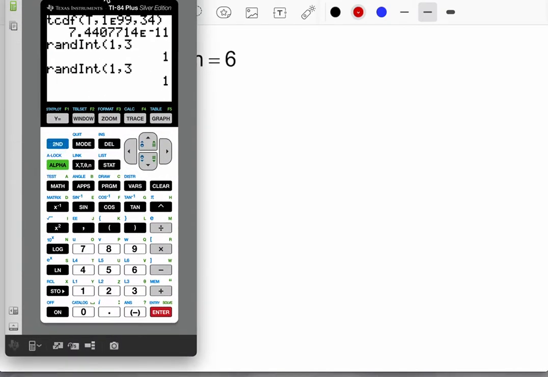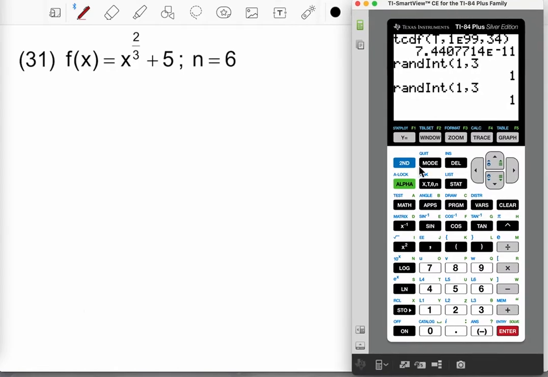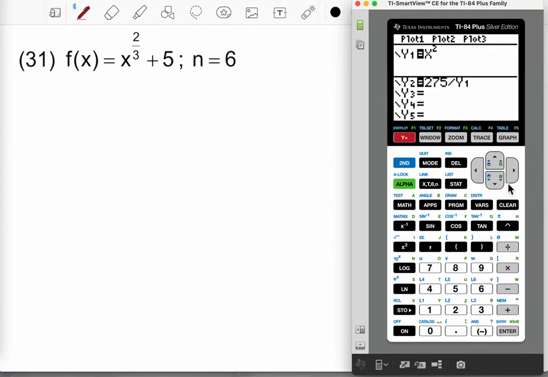You type in your original function into the calculator. So x to the 2/3, raise it up to the 2/3 power, plus 5. That's all you have to do in terms of inputting any information. Everything else is just going to be what you get out of the calculator.